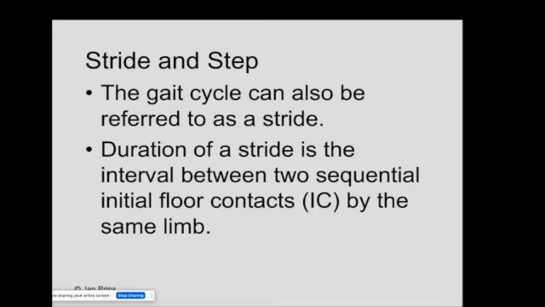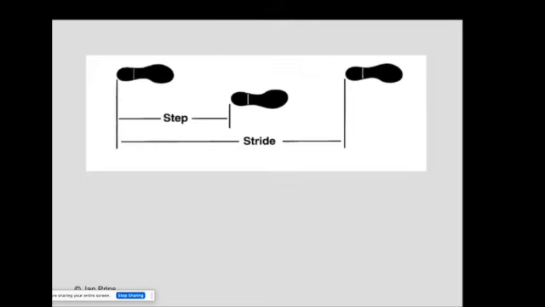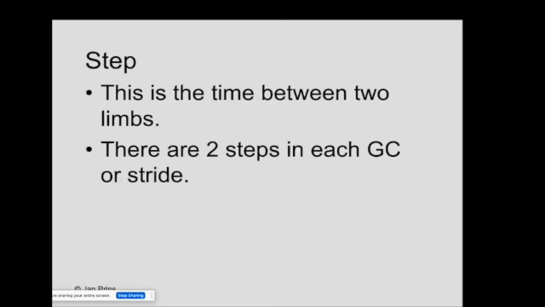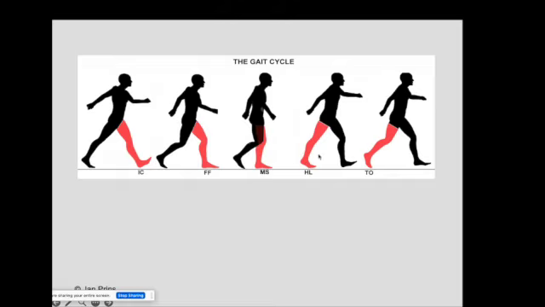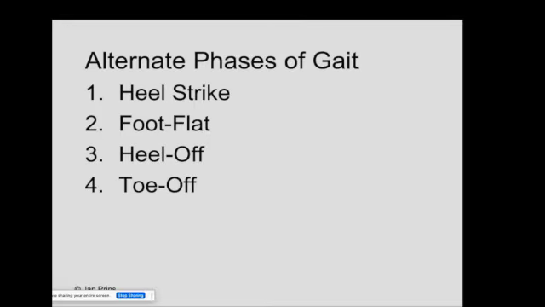The two words stride and step, I'm sure you're familiar with them. Just make sure you understand. The duration of a stride is the interval between two sequential floor contacts. So two steps make a stride. There are two steps in each gait cycle or stride. Initial contact, foot flat, mid stance, heel off, toe off. So you can see there's a couple of different ways to divide this up. And then I'm going to give you one more, a third division.